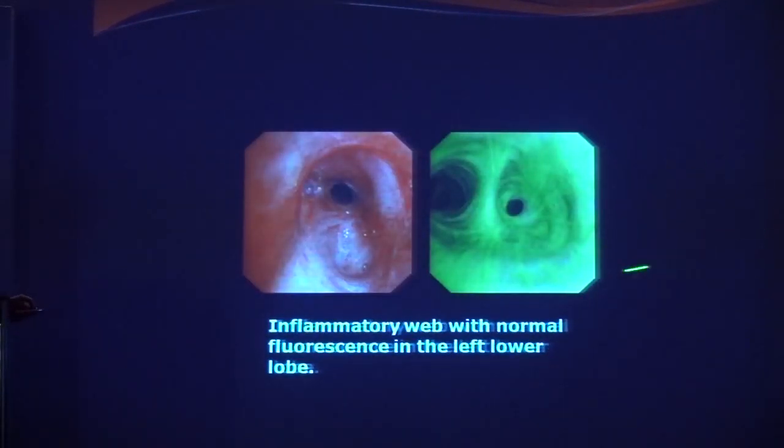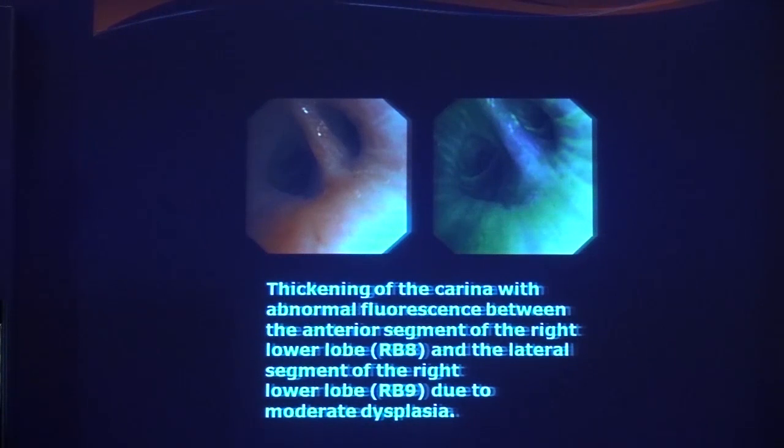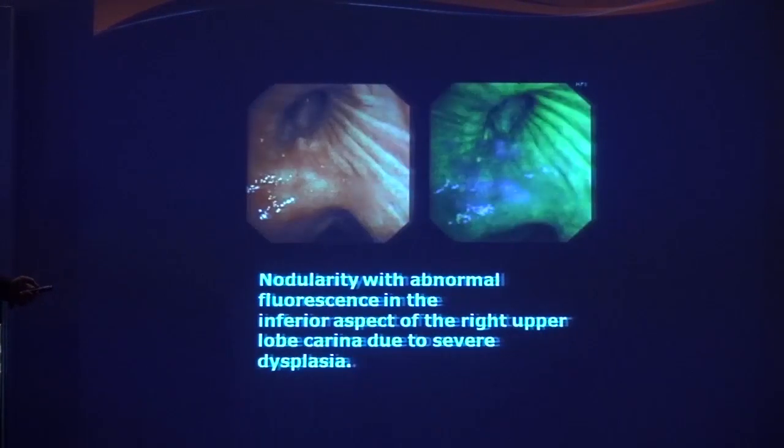And this is a stenosis, a web-like stenosis, which proved benign. And this is a malignant transformation, maybe carcinoma in situ, and this is where you should take your biopsy. There are a lot of pictures, but I'll go on.